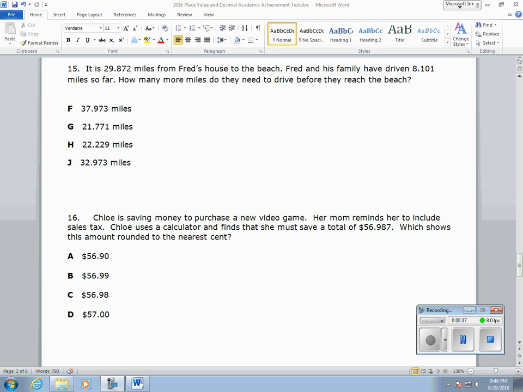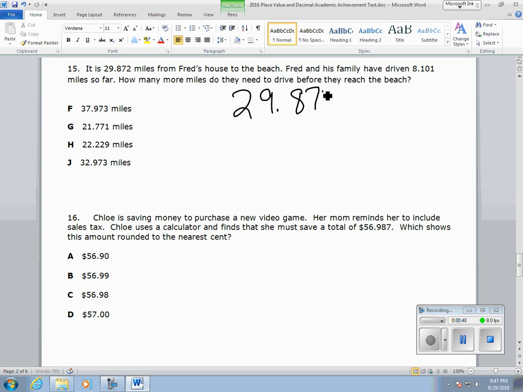So if you've already driven the 8.1 and it's going to take you 29.8, then you need to subtract those. Common sense tells you, and you do the same thing when you subtract as you do when you add digits with decimals. So you line them up, and the key for subtracting is you always put the big number on the top so that you can subtract. So in this case, it is a subtraction because they want to know how many miles are left over.